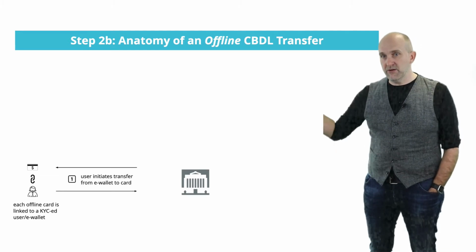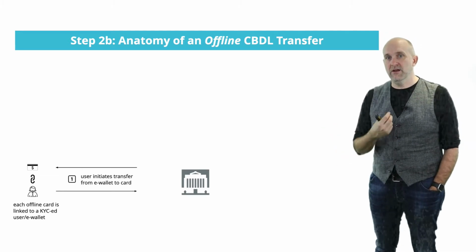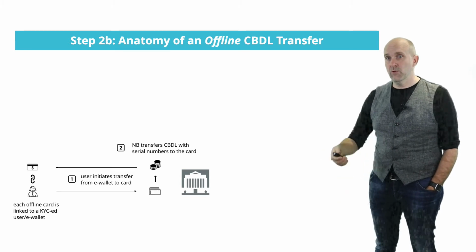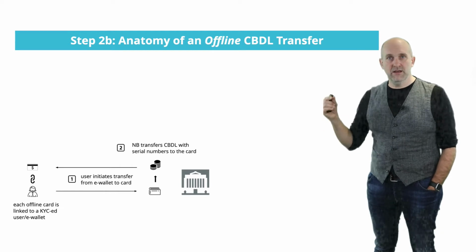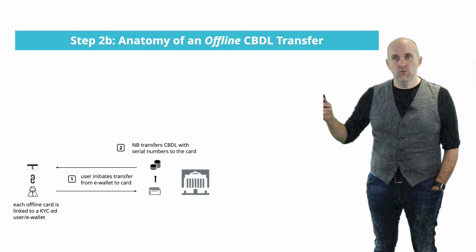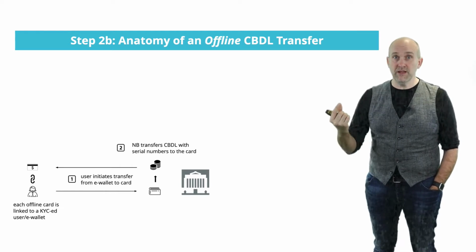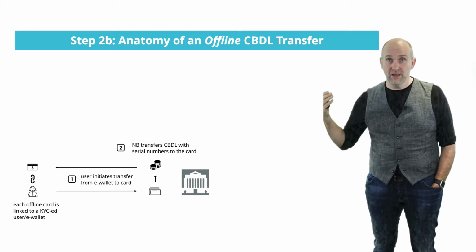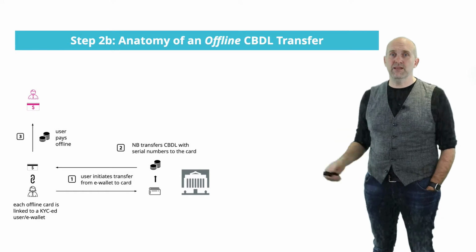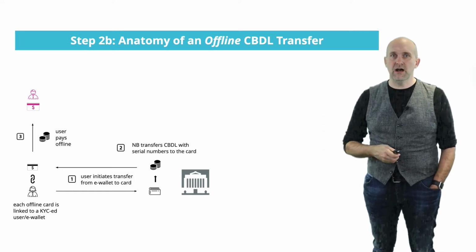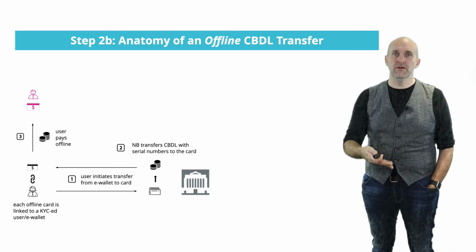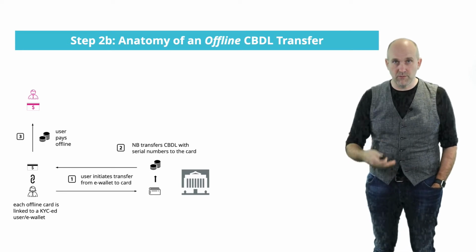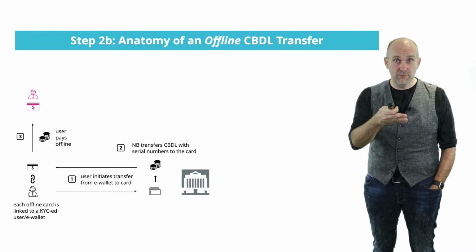Now what they then do is they take their normal wallet and transfer money into the card. What that means is that the transactions processor would put CBDLs, which have serial numbers, think about it as tokens, onto that card. And then you can use that card to make payments, offline payments, using possibly some form of reading device that is able to make these transactions.